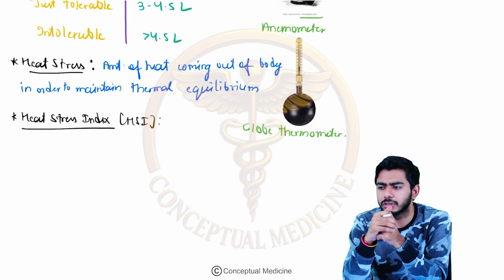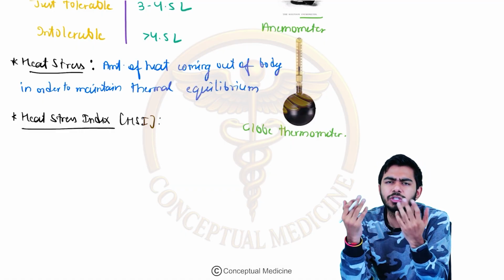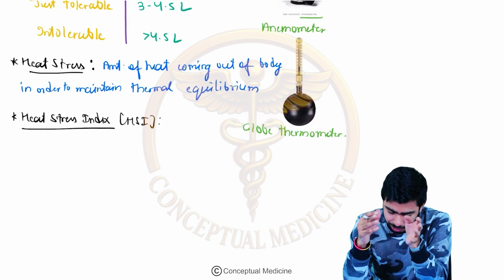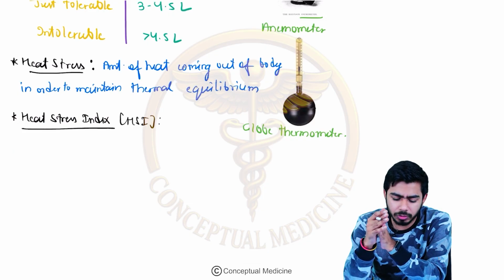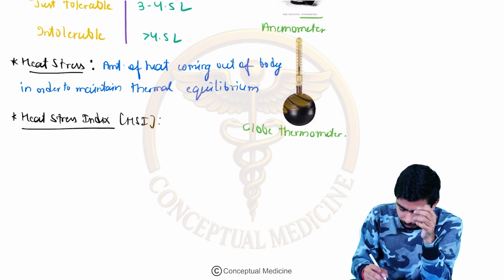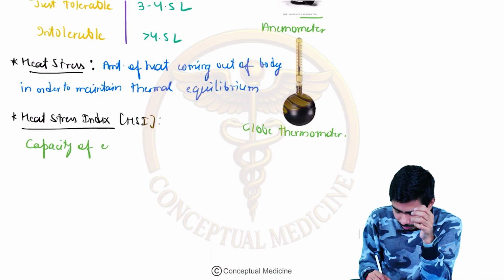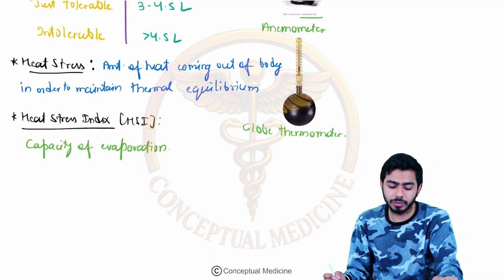Or I would say there could be many other kinds of things. For example, heat stroke can be there, or heat cramps might be there. So the heat stress index, basically, guys, is talking about the capacity of evaporation, right? They are talking about the capacity of evaporation in this particular index.